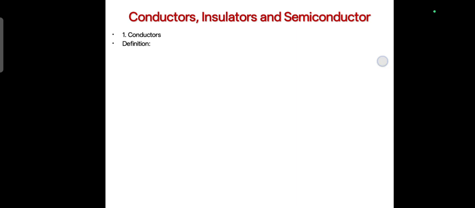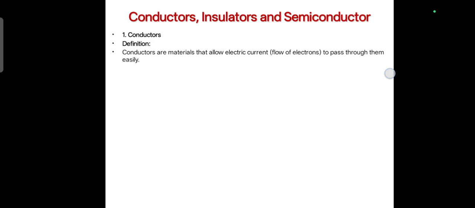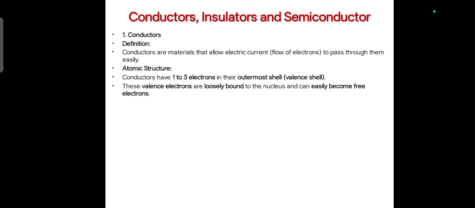Conductors are materials that allow electric current, that is the flow of electrons, to pass through them easily. So a conductor is nothing but a material which allows electricity to pass through it easily. So what about the atomic structure of a conductor? Conductors have 1 to 3 electrons in their outermost shell, that is the valence shell. These valence electrons are loosely bound to the nucleus and can easily become free electrons.